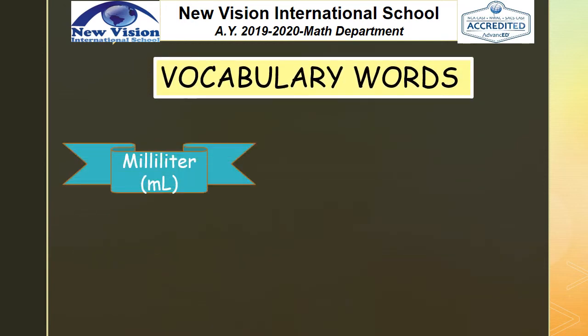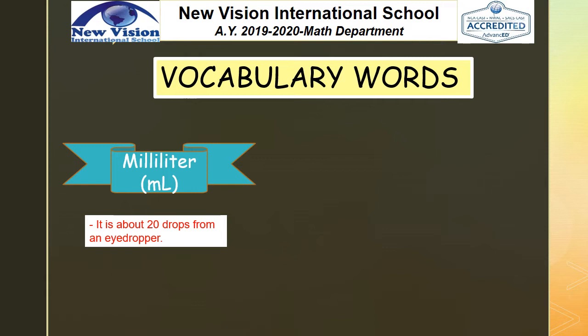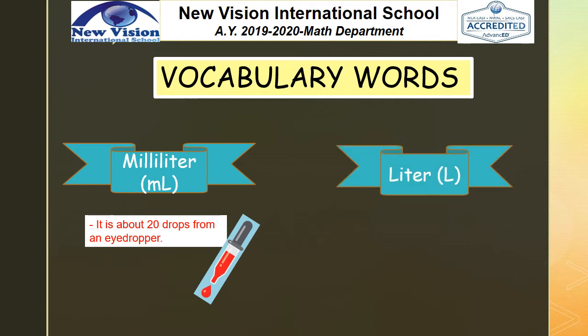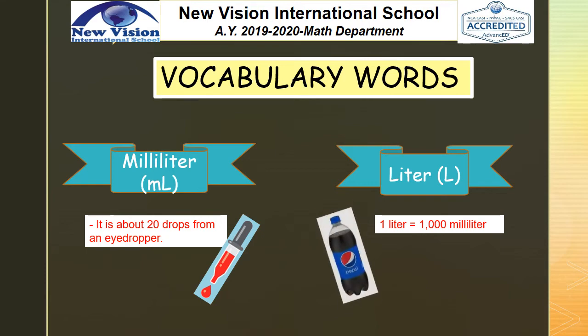Okay, all right. Another word is milliliter. Repeat after me. Milliliter. Good. Okay, so the abbreviation for milliliter is mL. It's not the game ML. Okay, but it's milliliter. Alright, so it is about 20 drops from an eyedropper. Okay, if you drop 20, then that is equal to 1 milliliter. Okay, another is liter. The abbreviation for liter is L. Okay, 1 liter is equal to 1,000 milliliters. Okay, so this Pepsi bottle is equal to 1 liter. Do you have any Pepsi bottle there in your house? Okay, try to see. That's equal to 1 liter.